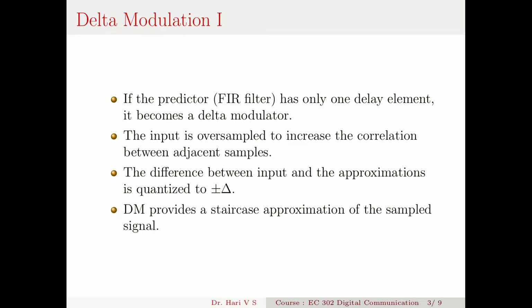Usually in the case of a delta modulator, the input is oversampled. Means the sampling rate is much greater than twice that of the modulating signal. The sampling frequency is much greater than 2 fm. So that increases correlation between adjacent samples. So what we do is take the difference between the input and the approximation, which is nothing but a delayed version of my input. If that is positive, you decrease the step by 1. If it is negative, you increase the step by 1. So this delta modulator actually provides a staircase approximation of the sampled signal.